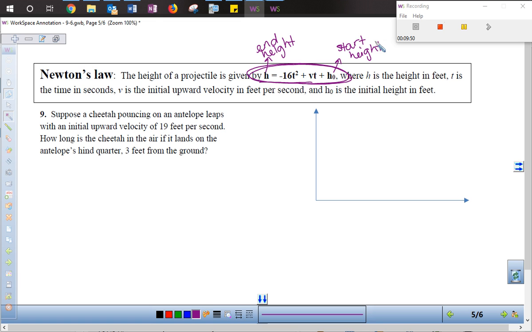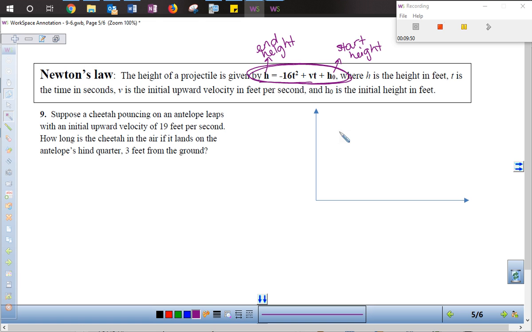How long is the cheetah in the air if it lands on the antelope's hindquarter 3 feet from the ground? So first thing we're going to do is draw a picture over here. That's really going to help us get a visual for what's happening in this problem. Now it says we have a cheetah that's going to be pouncing on an antelope.